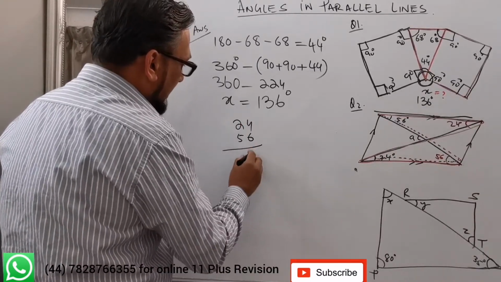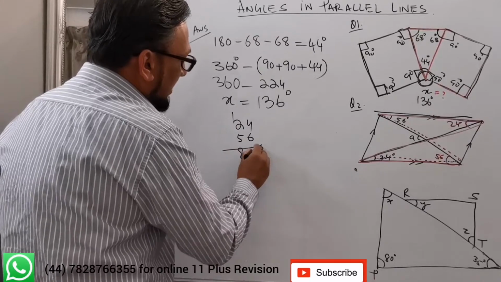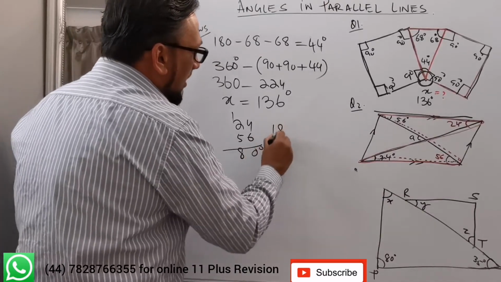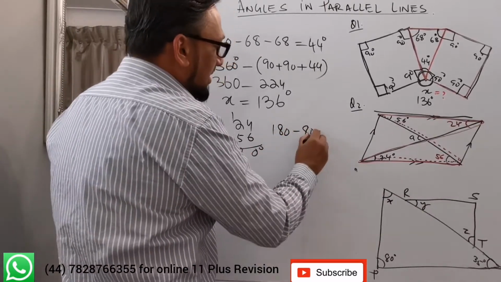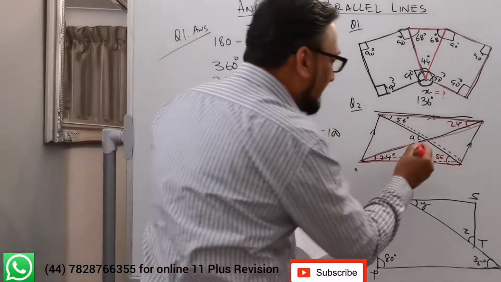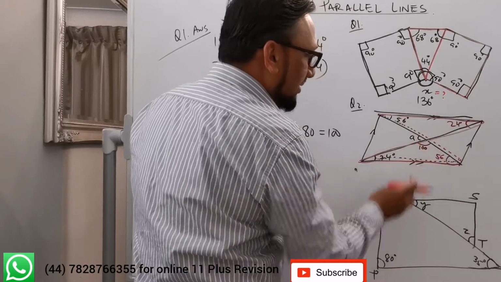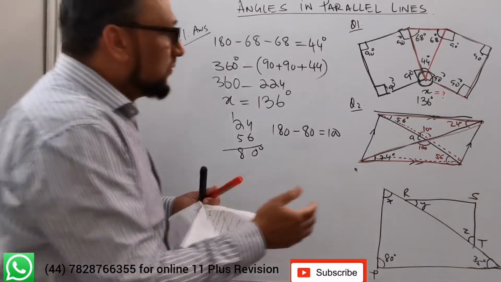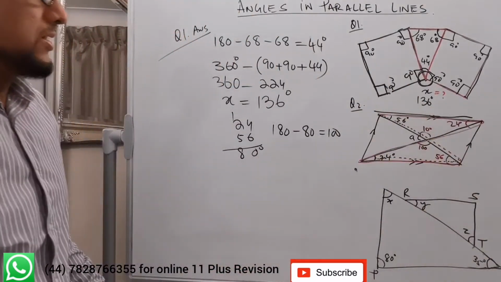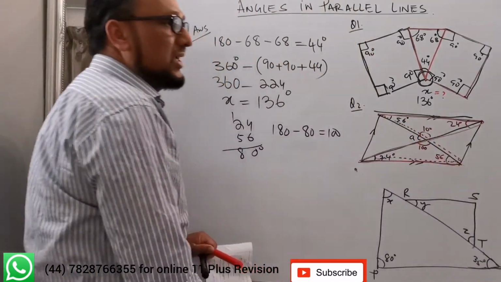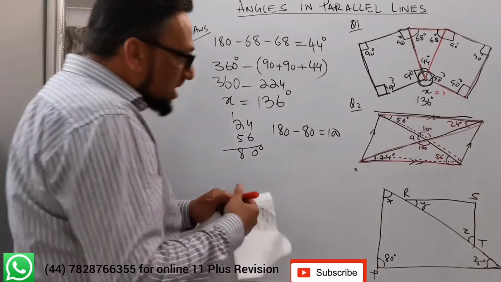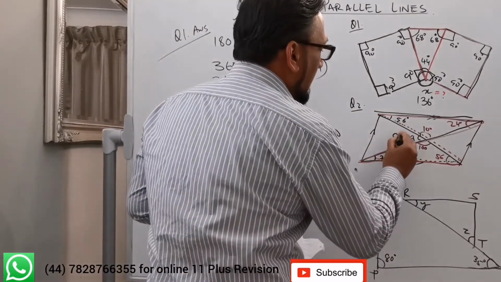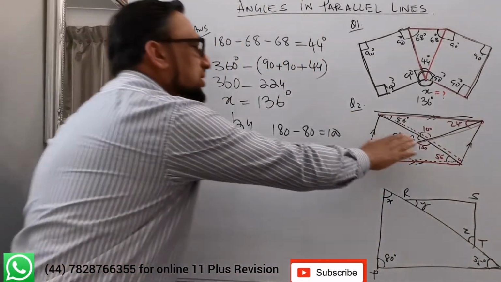So 4 plus 6, okay, is 10, and this is 80. And the total triangle, okay, so 180 minus 80, which is 100. So it means this angle is 100. And this is opposite, so it means this is also 100. And if there is a straight line, the straight line angle is equal to 180. So it means A equals 80 degrees. So this is the answer for question number 2.